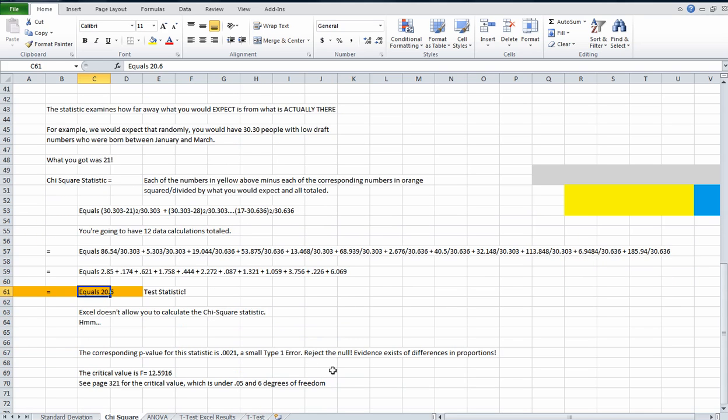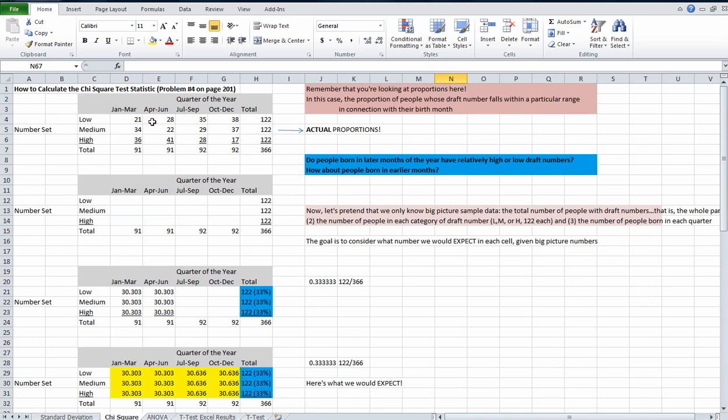Now, 20.6, the corresponding p-value for this statistic is 0.0021, which is a very small type 1 error. So you would reject the null because the p-value is so low, there's very little risk that if you rejected the null, you'd be wrong because the null was actually true. So evidence exists of differences in proportions. And in this case, specifically, it appears that men and women who were born between January and June were more likely to have higher numbers. So look here, there's 36 and 41 versus 21 to 28 right there. And people who were born in later months of the year tended to have lower numbers, 35 plus 38 versus 28 plus 17. So you conclude there is a relationship just by going back to look at the data between the two.